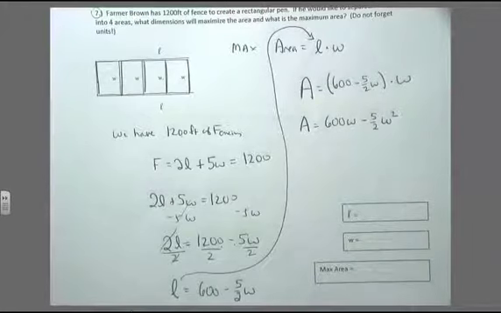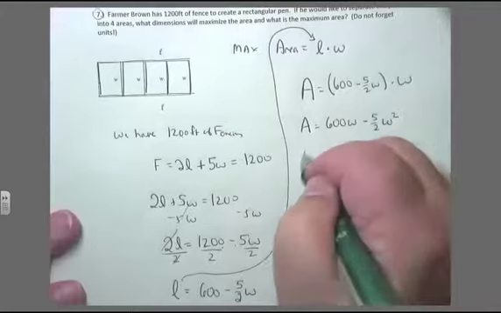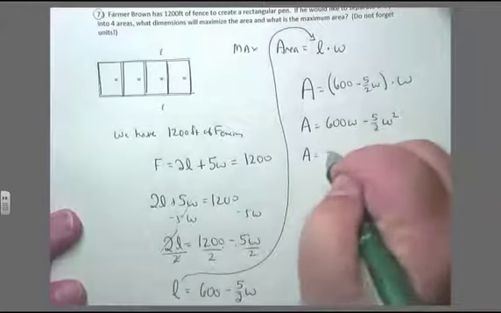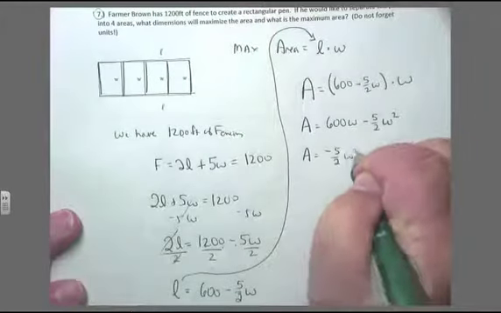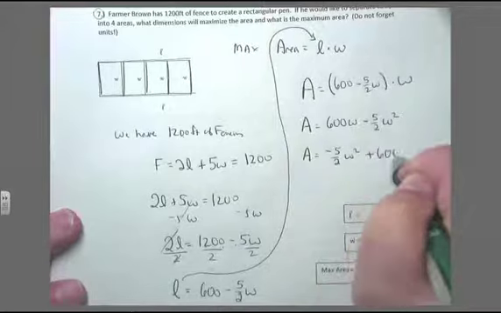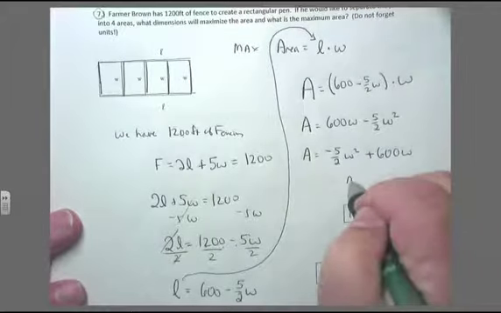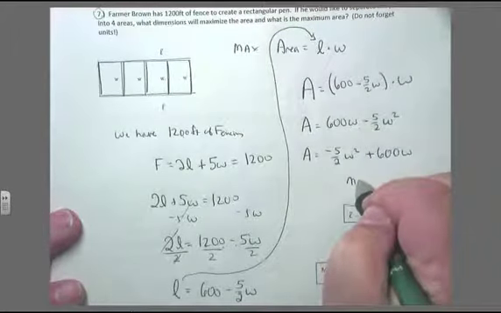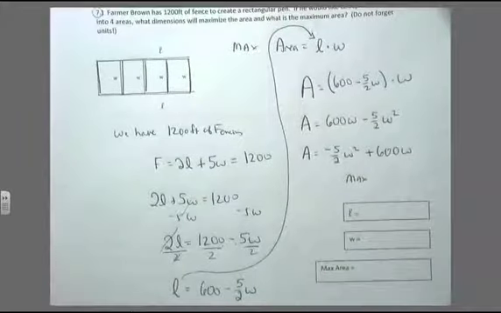What kind of problem? It's W squared. It's a quadratic. And they're talking about maximizing. So I'm going to rewrite it so you guys will be happy with my equation. Area equals 5/2 W squared plus 600 W. And they want you to maximize. It's a quadratic. So what am I looking for?